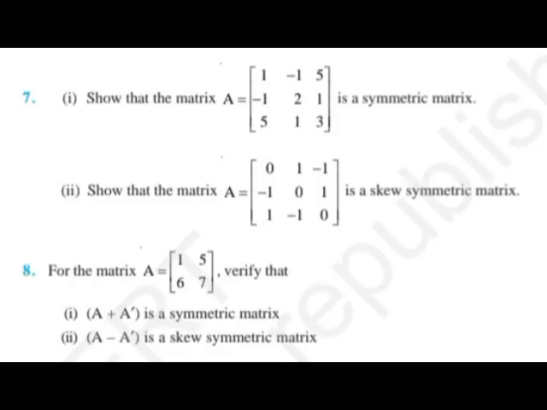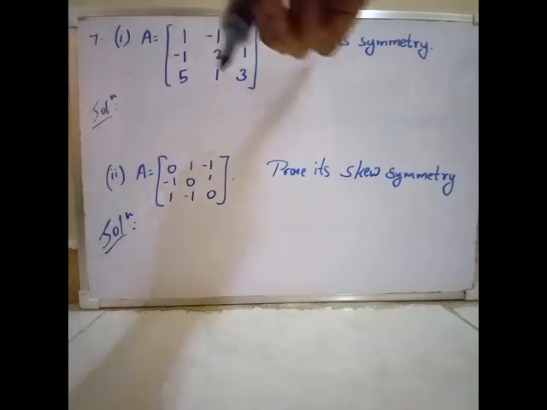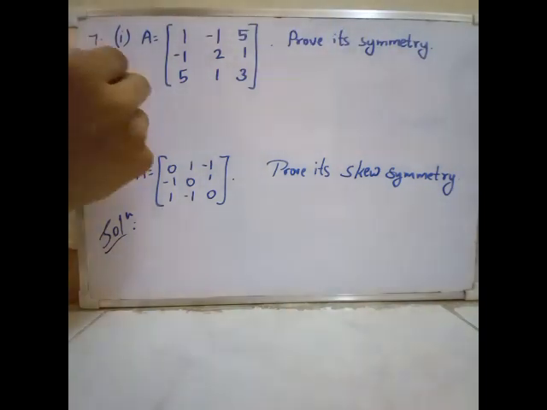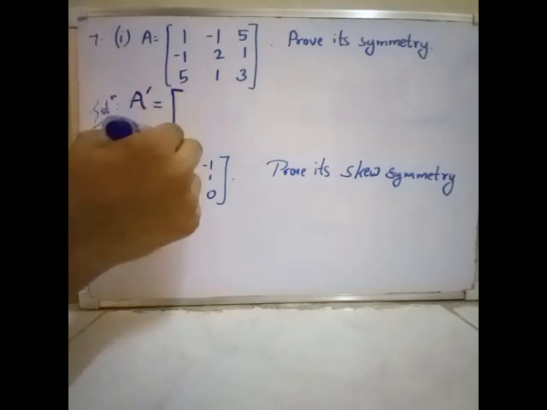So now we are having the 7th question. It's actually a very easy question. We have to prove the first matrix to be a symmetric one and the second one to be a skew symmetric one. So for this question, first the A matrix is given, right? We have to prove its symmetry. So for that we have to find the transpose of the matrix, A dash, right?